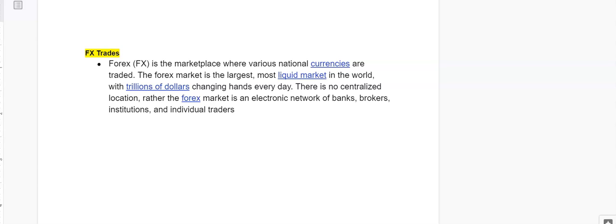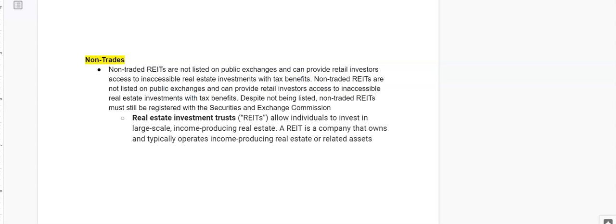And so the Chase Bank UInvest trading platform allows you to make those trades, apparently, and to view your transactions. Now, this is also something I touched on in the summary tab video when we were looking at some of those journal entries that we could make on our own. My guess was that they were for non-traded REITs. And so these are trades that are not listed on public ledgers or public exchanges and can provide retail investors access to inaccessible real estate investments with tax benefits.